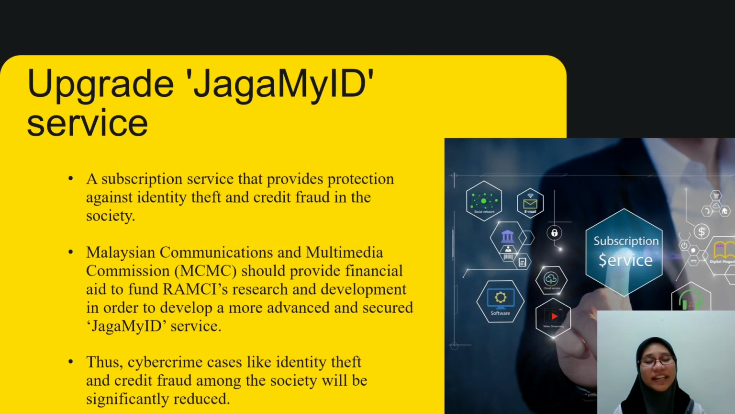Our group's last recommendation on ways of fighting against cybercrime is to upgrade the Jaga My ID service. Jaga My ID is a subscription service offered by a private company in Malaysia. RAM Credit Information Sdn Bhd (RAMCI) provides protection against identity theft and credit fraud in society. Therefore, the Malaysian Communications and Multimedia Commission (MCMC) should provide financial aid to fund RAMCI's research and development of the Jaga My ID service so that a more secure and advanced Jaga My ID service can be provided to Malaysians.